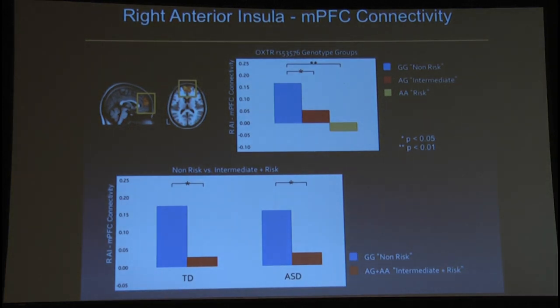I'm just going to pull out one of these regions, the frontal region that we keep seeing, and you can see non-risk, intermediate risk, meaning they've got only one copy of the gene, and risk. You can see that the connectivity decreases depending on your genotype, and you see the same effects for both typically developing and ASD children.